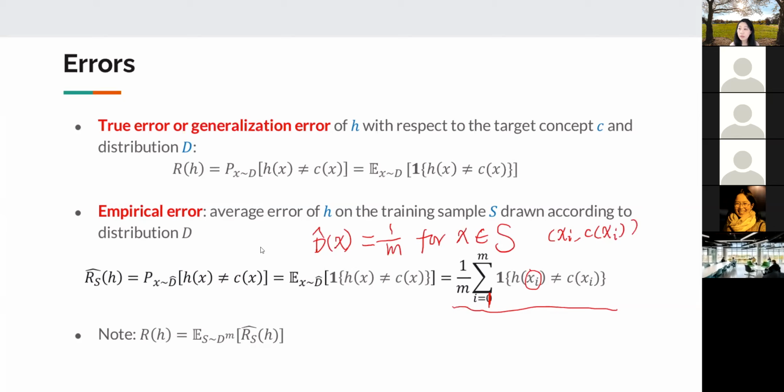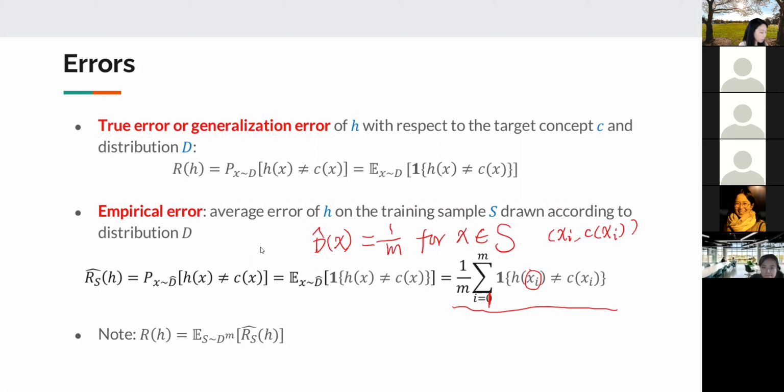Shouldn't capital S be a multi-set, because you can have the same sample multiple times? Yes, you can. True. You can have the same sample multiple times.